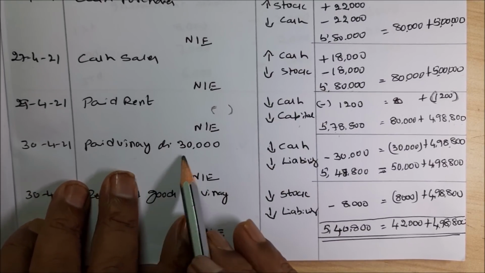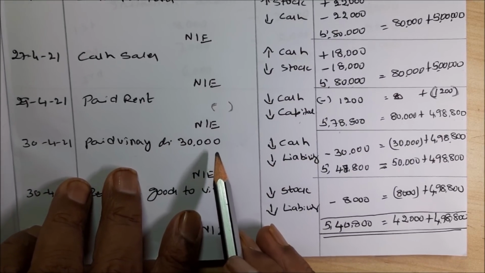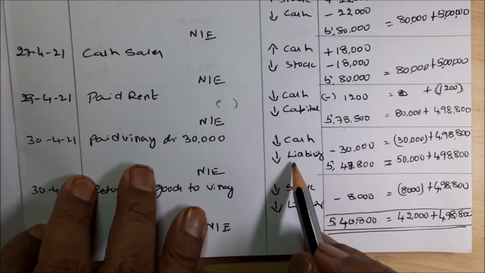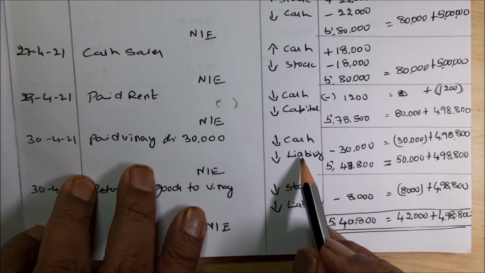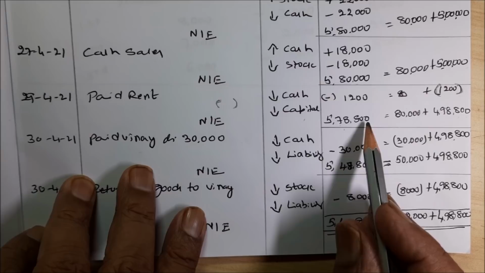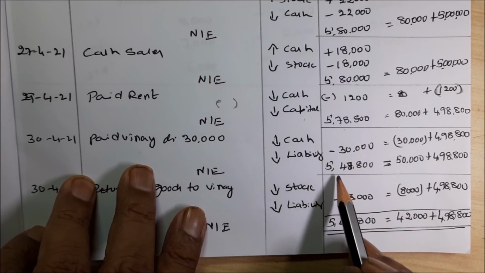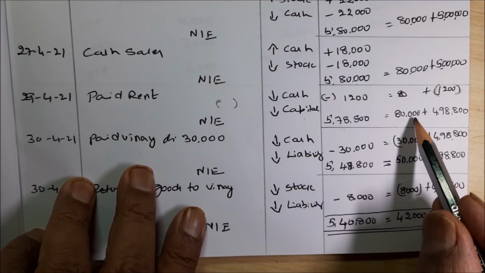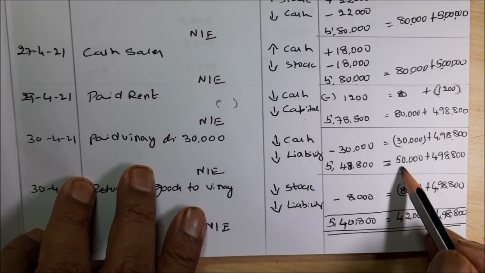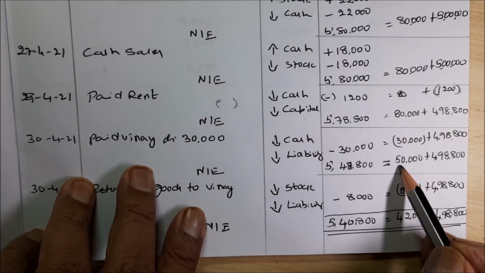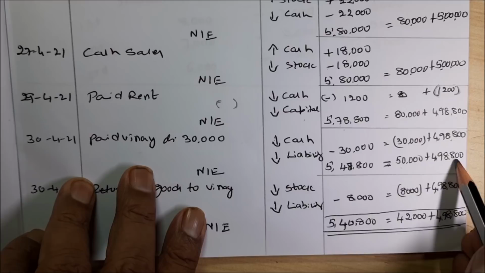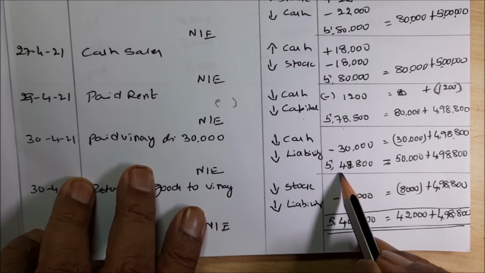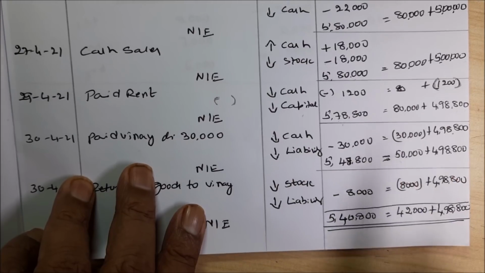Then paid Vinay rupees 30,000. When you pay Vinay 30,000, cash decreases and liability also decreases. How much? Both 30,000. 5 lakh 80,000 minus 30,000, that means cash decreased by 30,000. Then it comes to 5 lakh 48,800, our asset. Then our liability was 80,000. We have paid 30,000. That means we have payable only 50,000. So 4 lakh 98,800, there is no effect for that. So when you add this one, it comes to 5 lakh 48,800, 5 lakh 48,800.